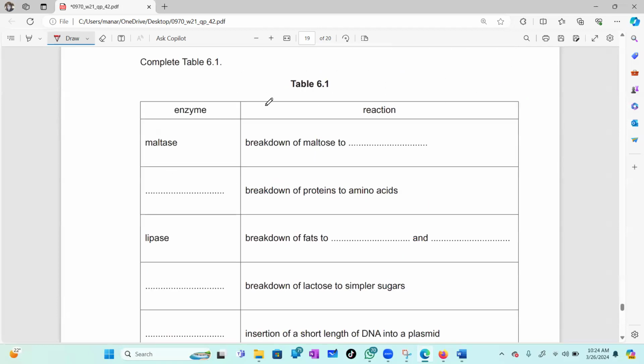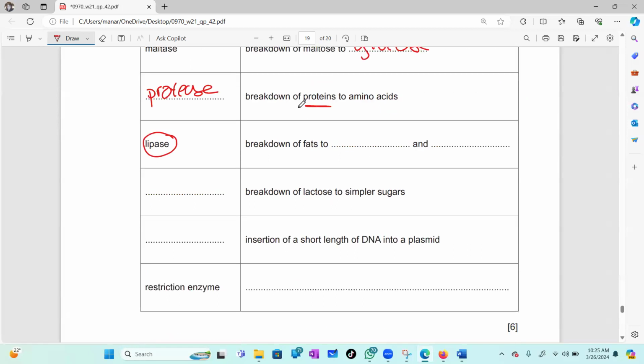The enzyme maltase breaks down maltose to glucose. Correct. You all did this properly. Now, what will break down proteins into amino acids? Protease. That was also too easy. This was core. Lipase will break down fats into glycerol and fatty acids. Excellent, fatty acid and glycerol.